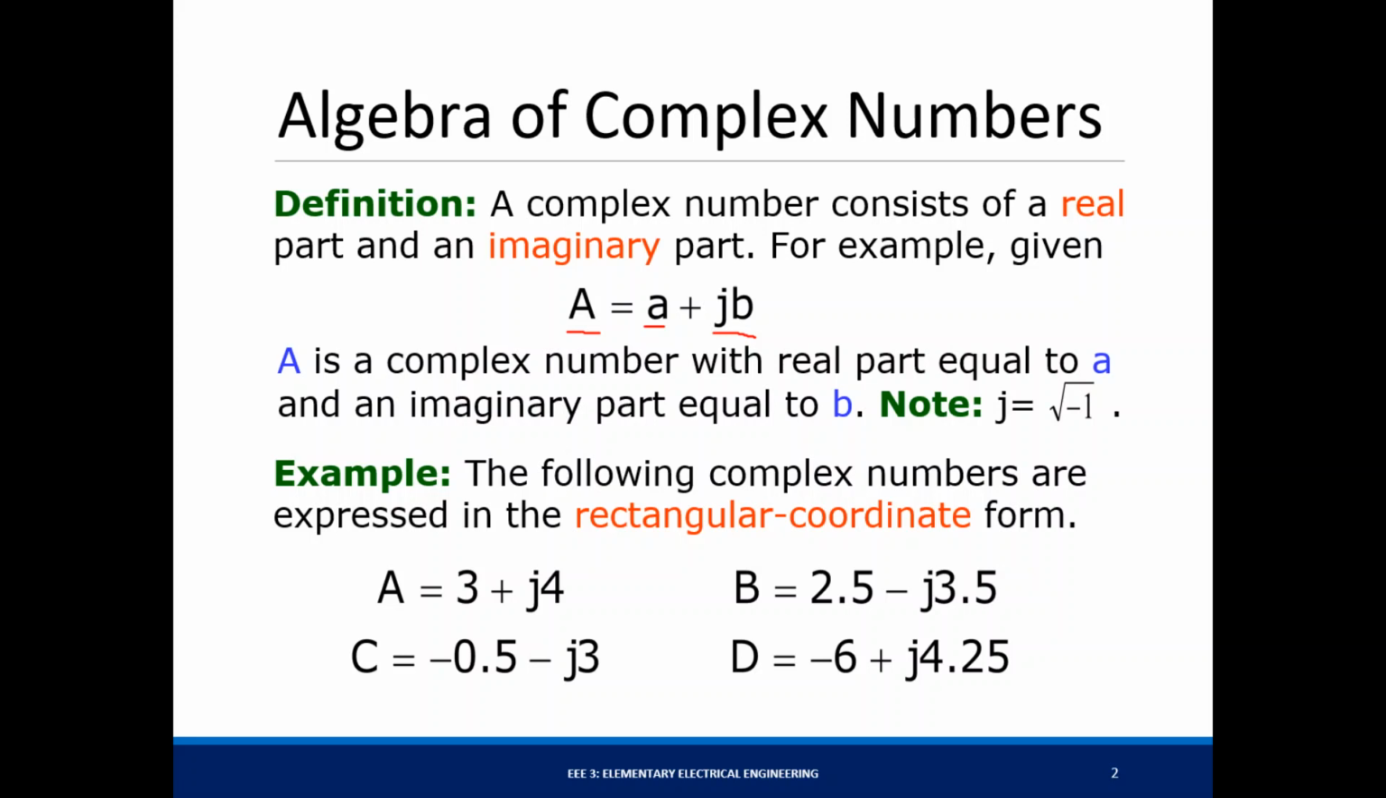So examples here, the following numbers are complex numbers, A, B, C, and D. Okay? And we call their form a rectangular coordinate form.